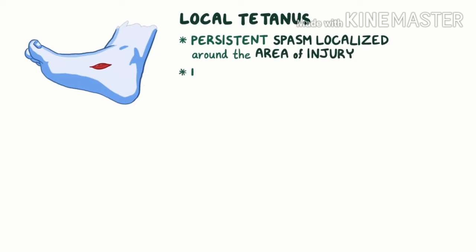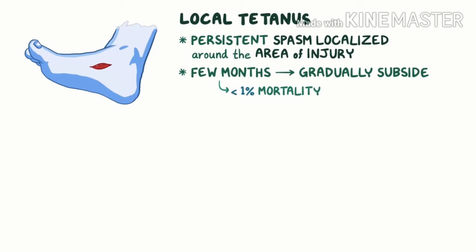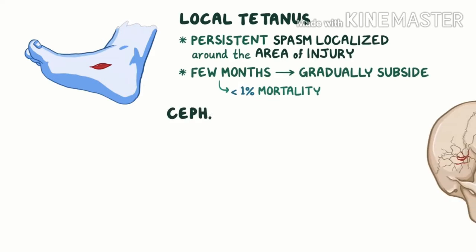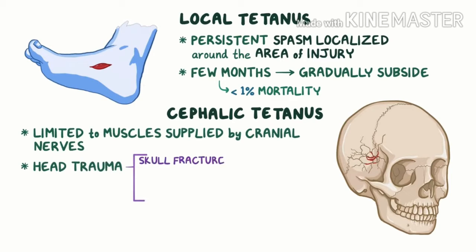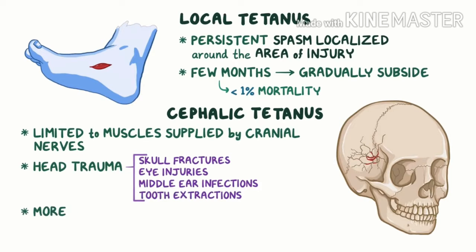This condition persists for a few months, but will gradually subside, with less than 1% mortality. Even rarer is cephalic tetanus, which is limited to the muscles supplied by the 12 cranial nerves only. This can happen in the case of head trauma, such as skull fractures, eye injuries, middle ear infections, and sometimes even from tooth extractions. Cephalic tetanus is more likely than other types to cause death.